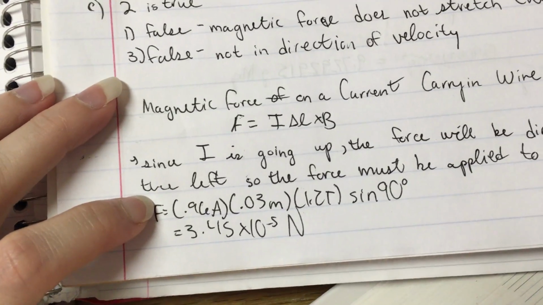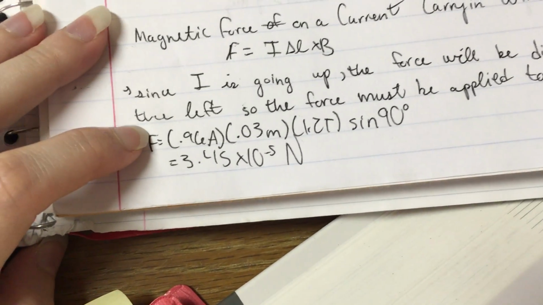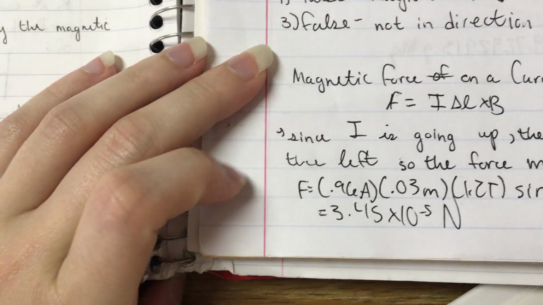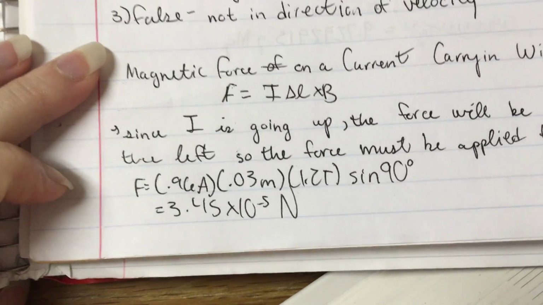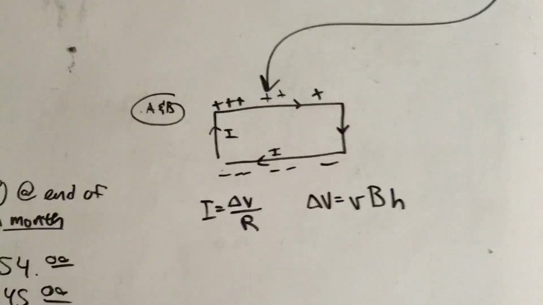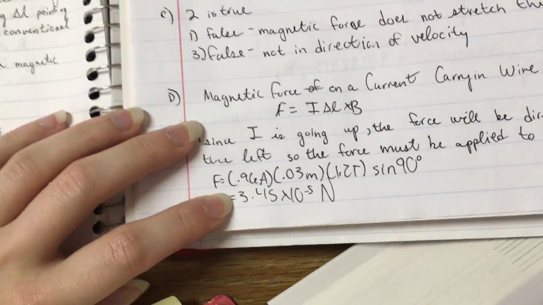So once we apply it to the right, we can then plug in our values to get the magnitude because we've already gotten the direction. And that's 0.96 amps times 0.03 meters times 1.2 Tesla times sine 90 degrees. And that gives us 3.45 times 10 to the negative 5th newtons.